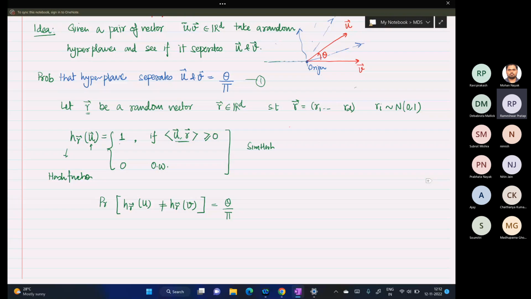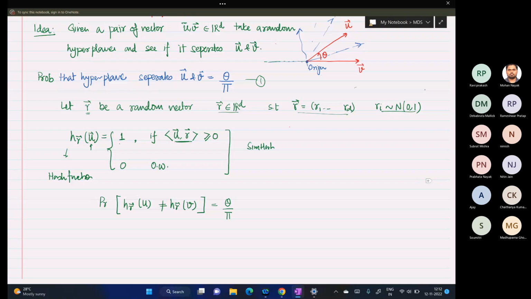input to that function, and it outputs a certain quantity, say 1 or 0 in this case. So our hash function is basically: we take a random vector r in d dimensions, such that each coordinate is sampled from a normal distribution with mean 0 and unit variance. And our function is we take the dot product of the input vector with the random vector, and if the sign is non-negative, then the value is 1, and 0 otherwise, right?